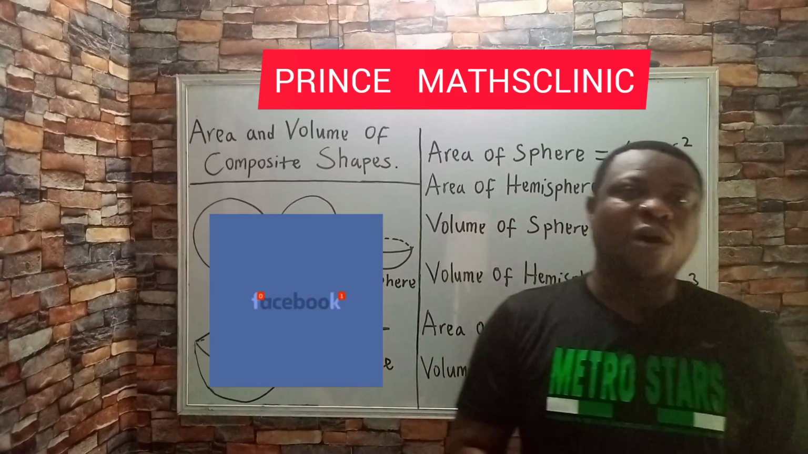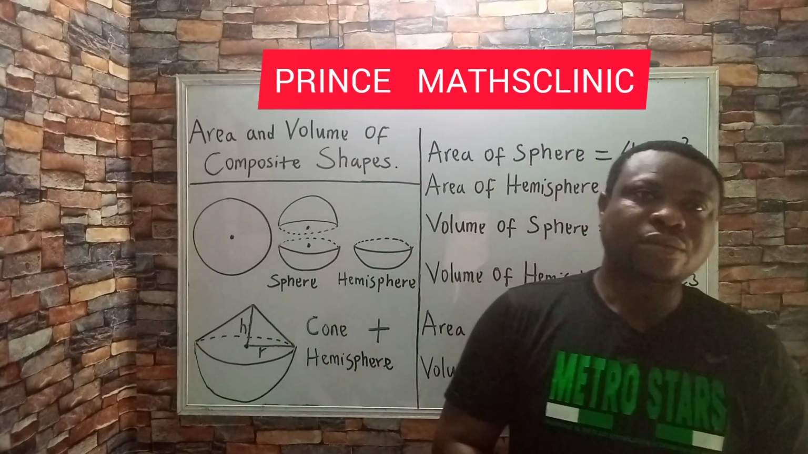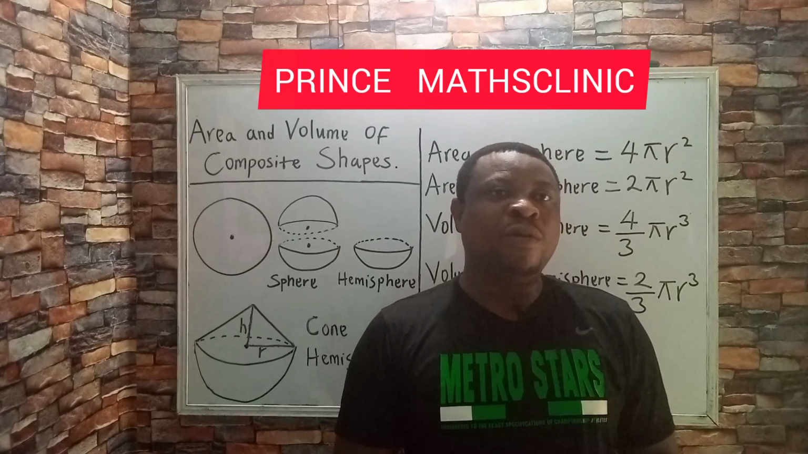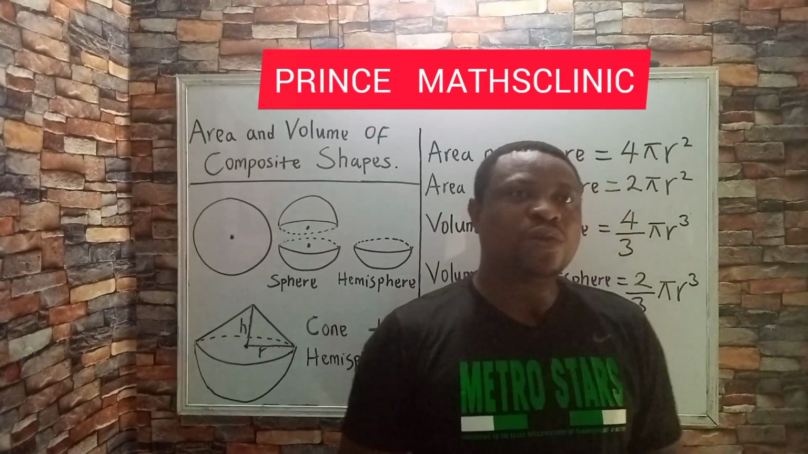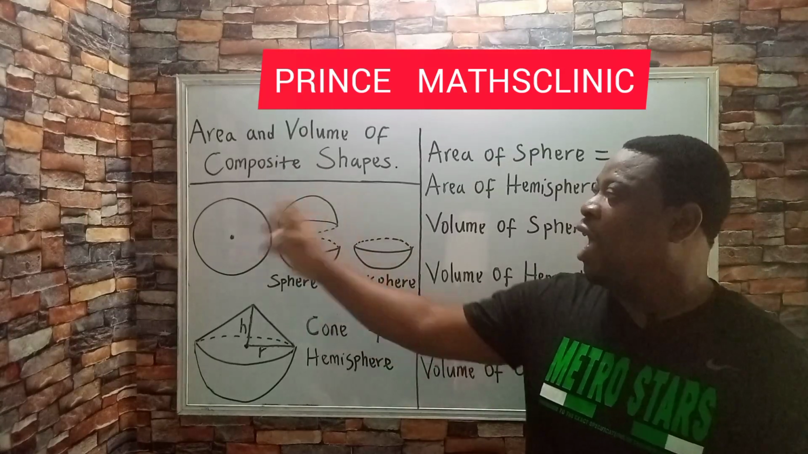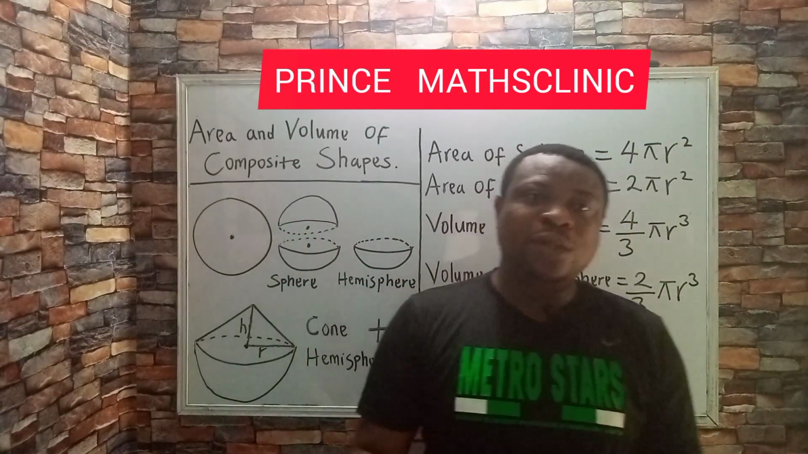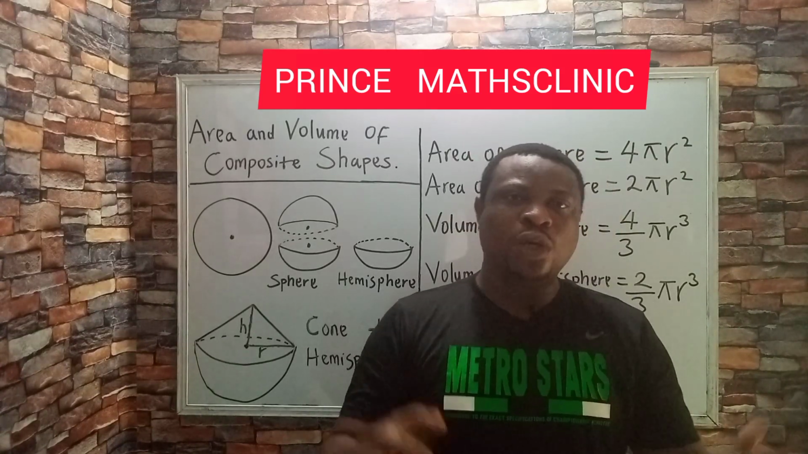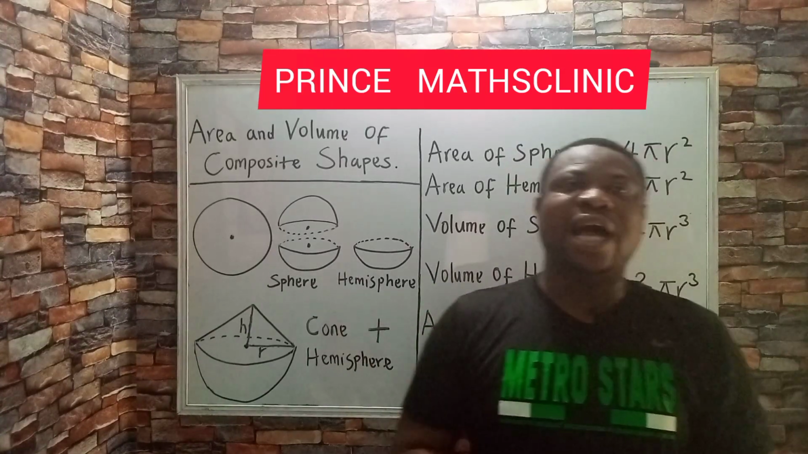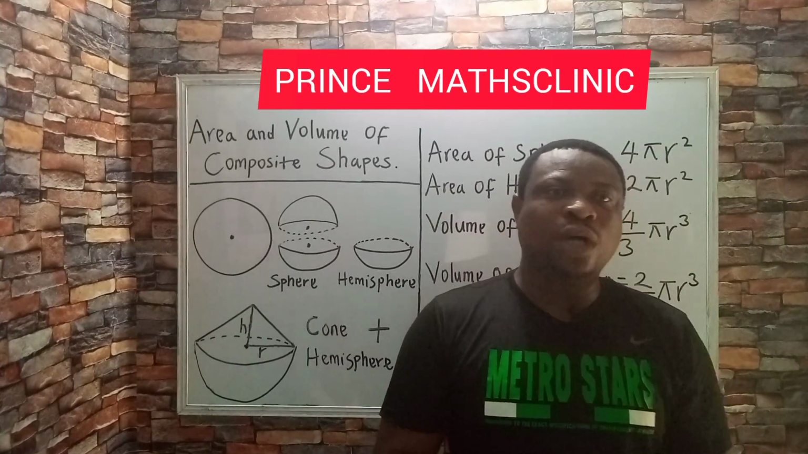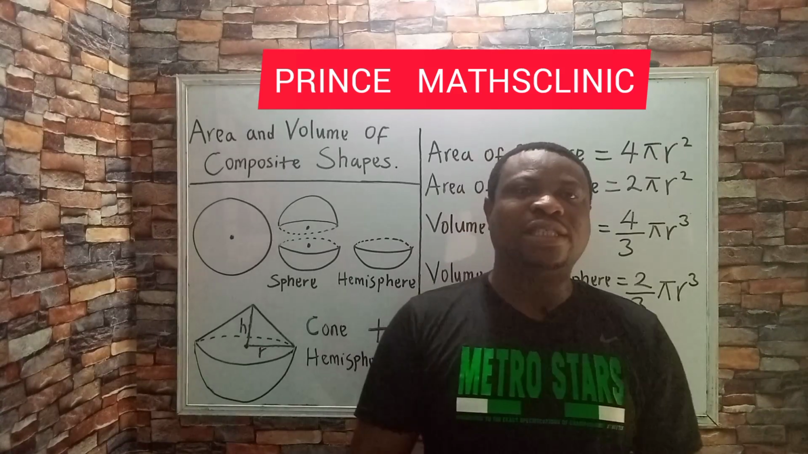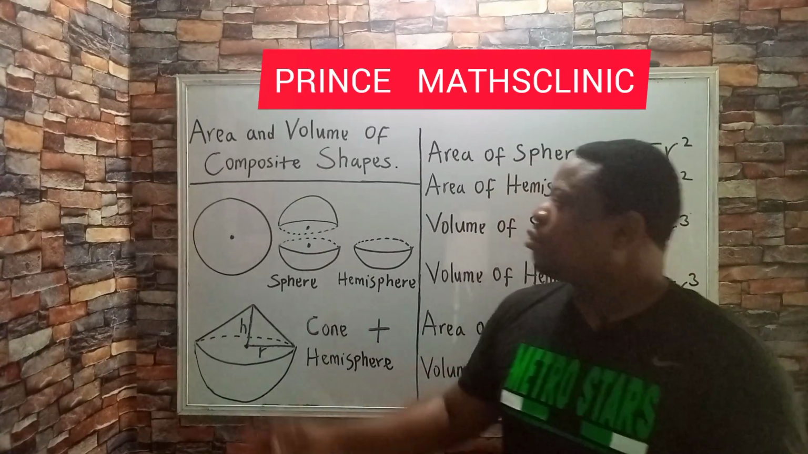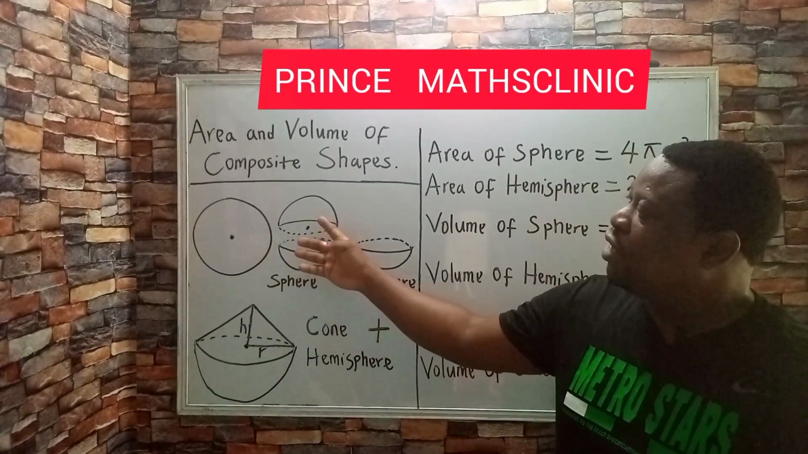We will be considering the area and volume of composite shape. But before we go into composite shape, it will be very unfair not to deal with what I have on the board, because actually a composite shape is a solid that is formed when two or more simple shapes merge together. Now, the area and volume of such shape can be found by adding the respective area and volume of the shapes in question. We can see that we have a sphere here.